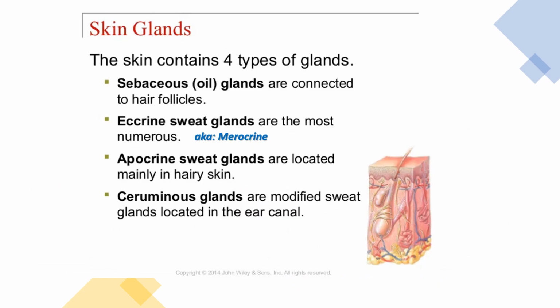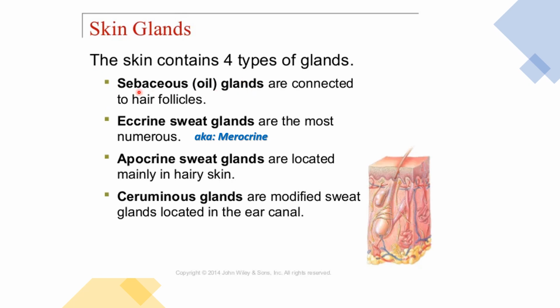So if we apply those general categories to the skin, those glands, as in the previous slide, can exist in lots of different places in the body. Now let's apply those three types to the skin, if you will. So there are actually four subtypes here.